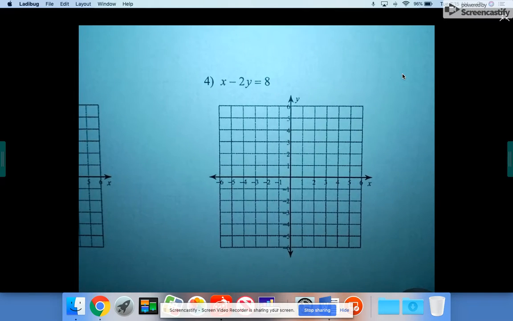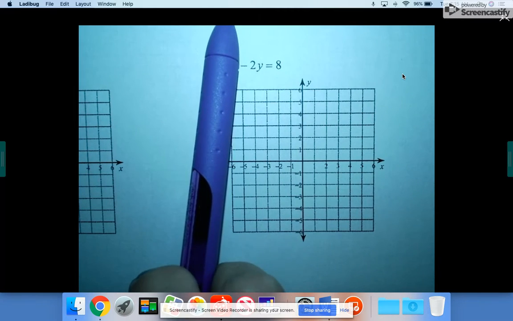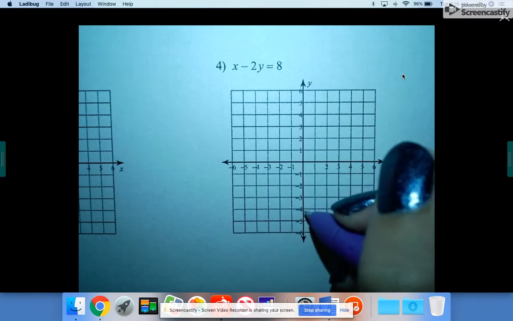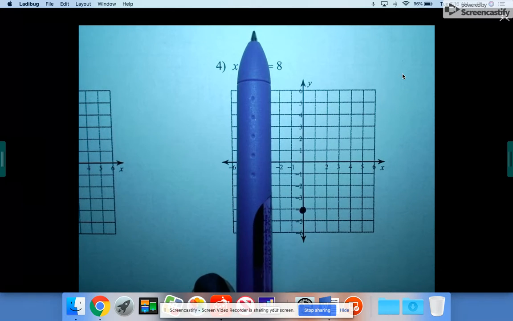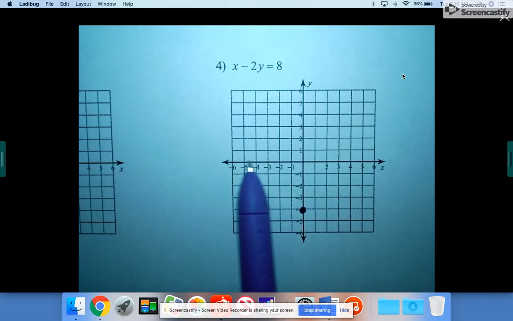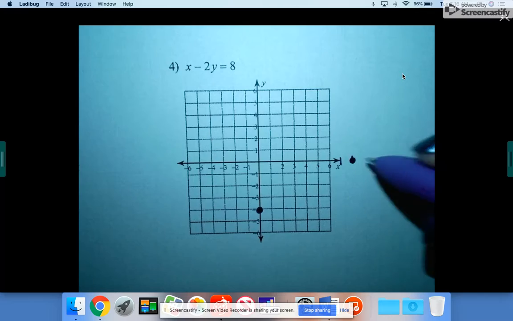Okay, on number 4, I'm just going to do the y first. Negative 2 times negative 4 equals 8. So the y is negative 4. All right, and then x is already done. It just says x equals 8. So x has to equal 8. So on the x-axis, oh, it's a little bit off. That's okay. It would be right there.